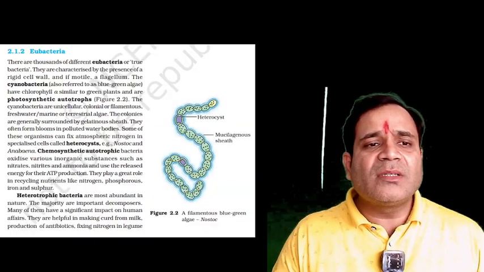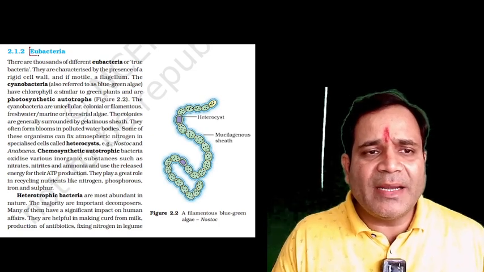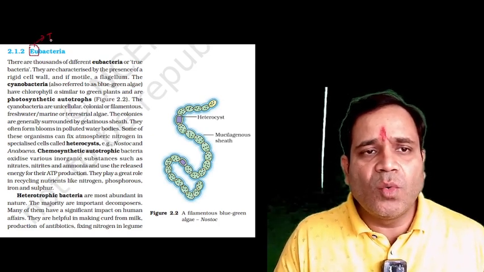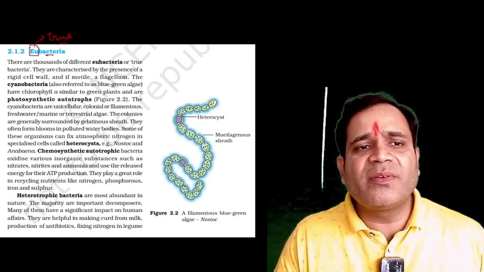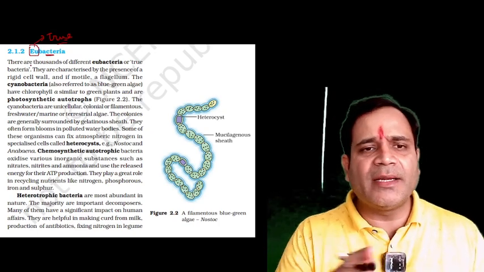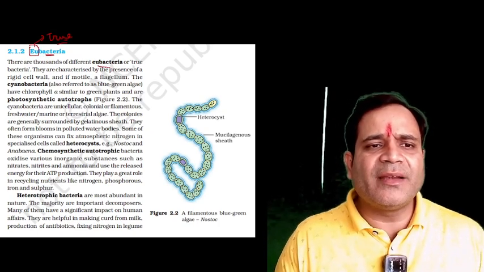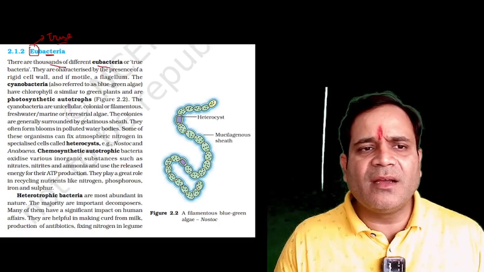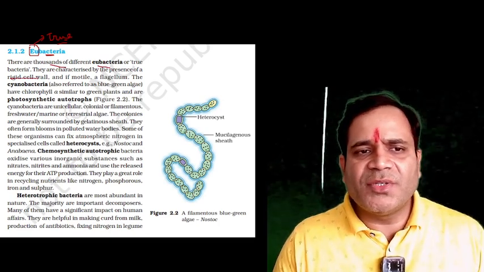Now what about the eubacteria? And you know, my dear, this 'eu' means what? True. 'Eu' means true, and this one, true bacteria. Here it means that if I am talking about the true bacteria, thousands of different eubacteria are characterized by the presence of a rigid cell wall.